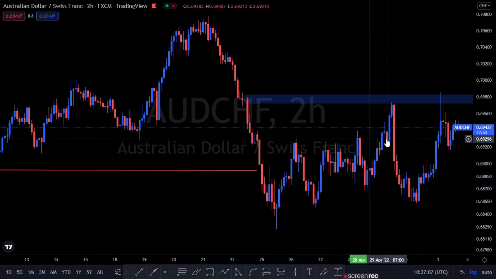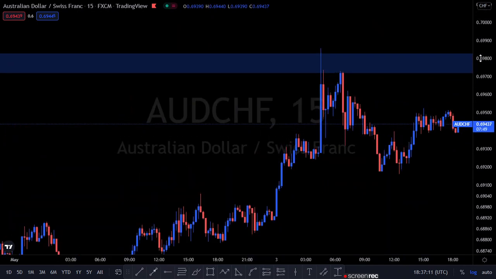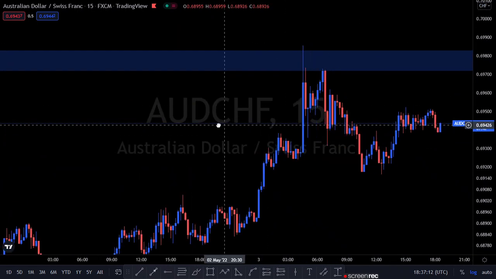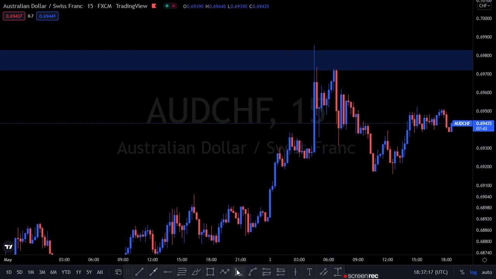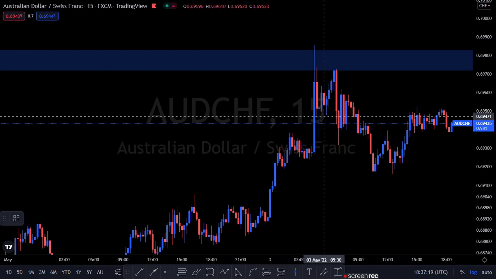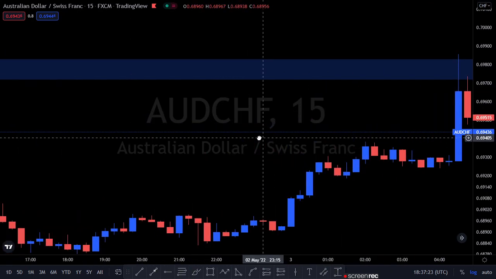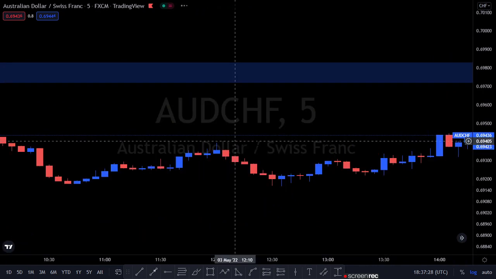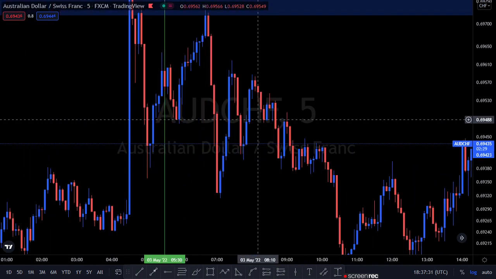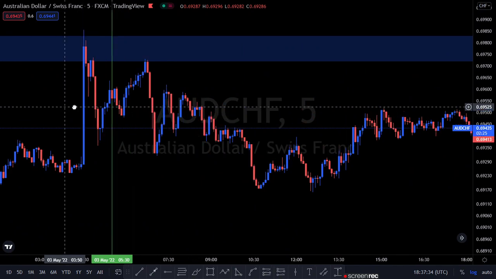Okay, now good. Let's see if you could have gotten a confirmation over here on the 15 minutes. Let's assume the market was in this area. So let's hide all these areas. Good. So on 15 minutes, we don't see any beautiful structure here. Let's go to 5 minutes.